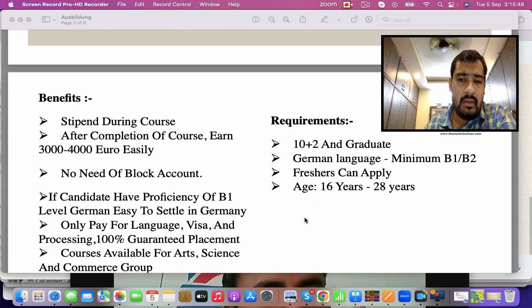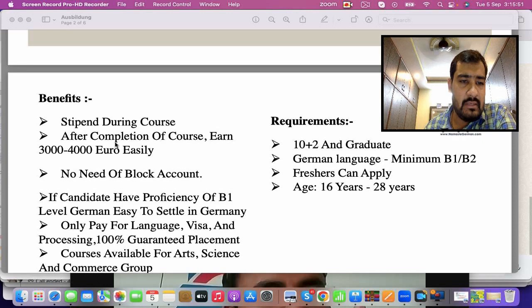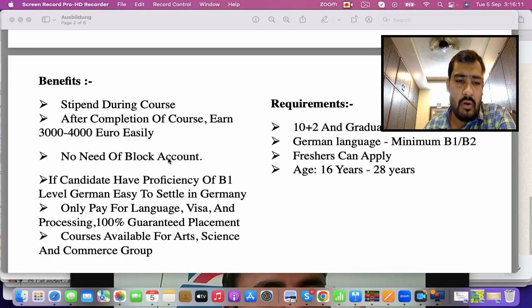So here are the details of our Ausbildung process. As I said, there is a complete stipend during the course, and after completion of the course your initial salary is approximately 3000 euros for the first month. After you finish your course, it gradually increases as you move ahead in your professional life: 3500, 3800, then 4000 euros, like that. No need for a blocked account.